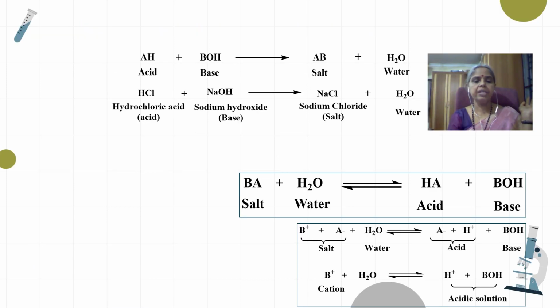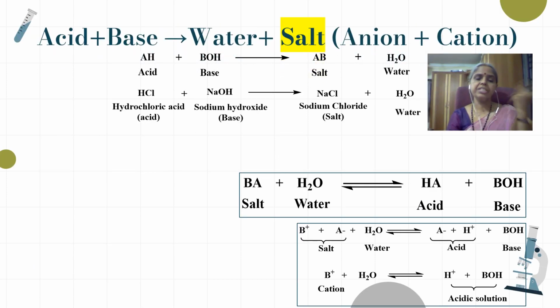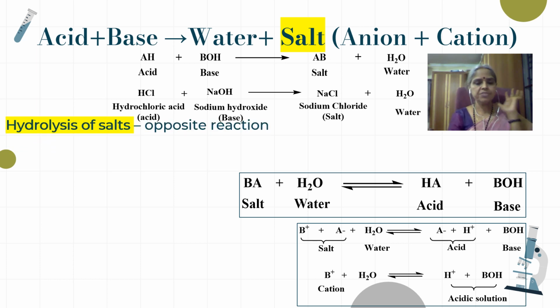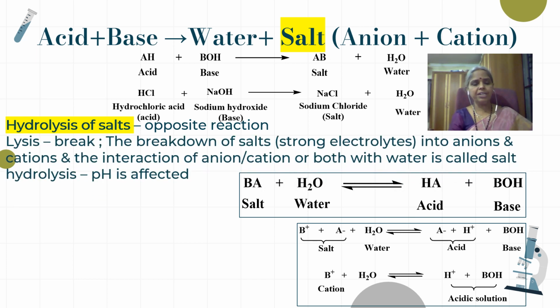Now let us move on to the next part of the chapter, that is hydrolysis of salts. How is a salt formed? A salt is formed by the combination of an acid and a base. This we have been learning right from the beginning. Acid AH plus base BOH together will form AB salt along with water. So acid plus base forms salt plus water.